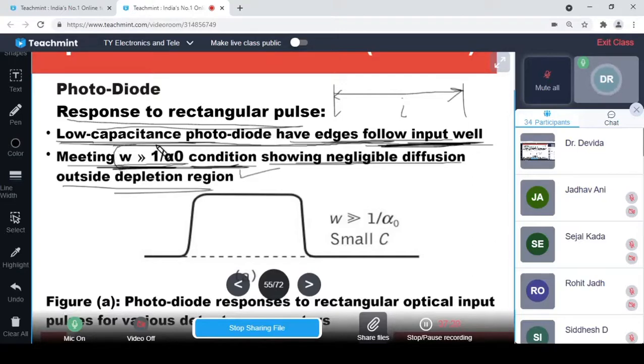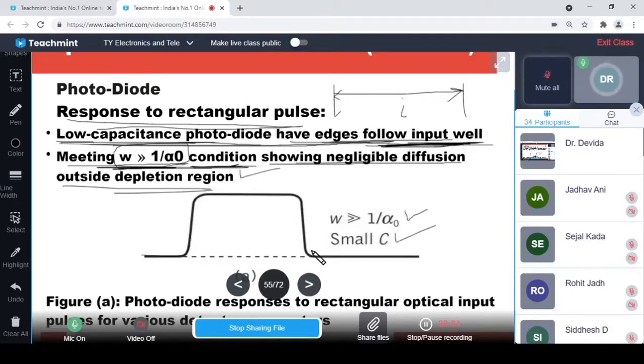So two conditions are there: W is very large than 1 upon alpha 0, and capacitance C is small, and this gives quite a good rectangular pulse. The initial slow part is due to the absorption delay. So the rectangular pulse is modified, and it will introduce slightly more delay than the original rectangle. The original may be like this, and it will be slightly delayed. But it is a rectangular pulse only.